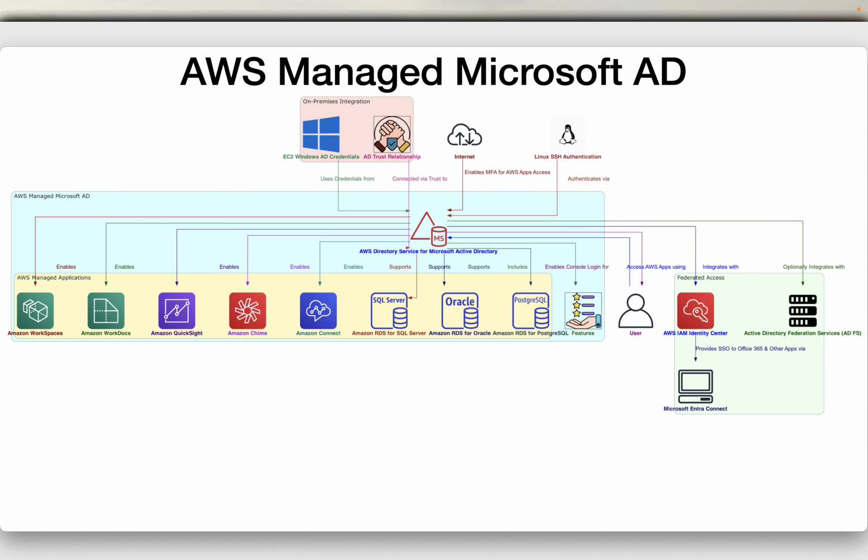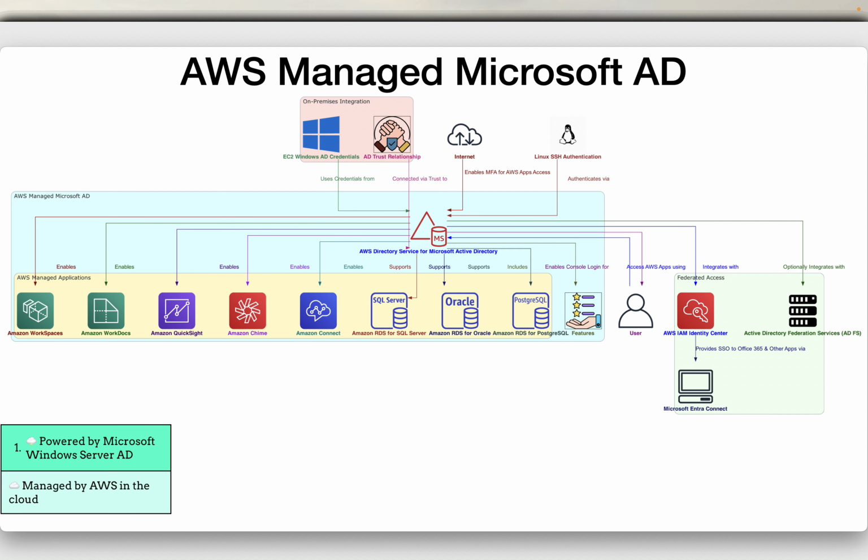So AWS Managed Microsoft AD. Let's see the first one. There are three options. We'll see each one of them one by one. So let's see all the features which are offered by AWS Managed Microsoft AD. AWS Managed Microsoft AD is built on an actual Microsoft Windows Server Active Directory managed by AWS in the cloud. It allows you to migrate a wide range of Active Directory aware applications to the AWS cloud.